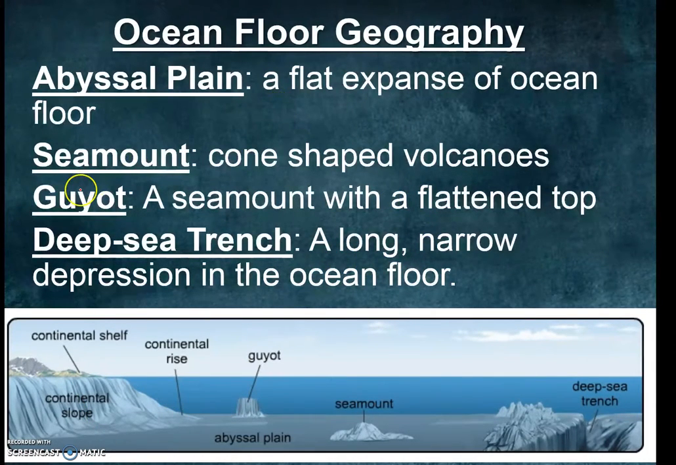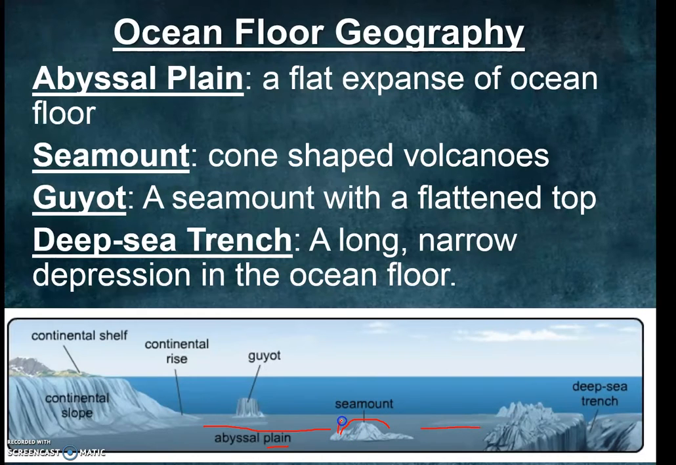Finally, we have our last few words. The abyssal plain. A plain means it's flat. So the abyssal plain is this flat expanse of ocean floor. Most of the ocean is made up of these abyssal plains. A seamount is a cone-shaped volcano. So you can see it right here.